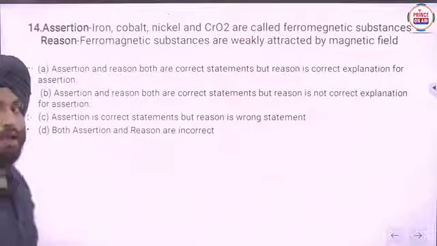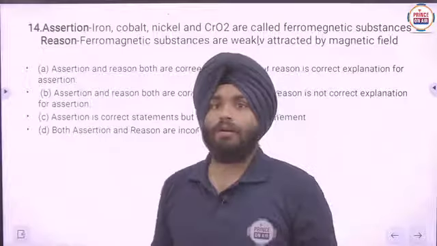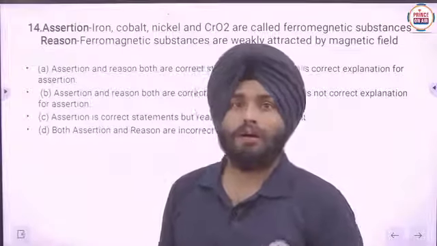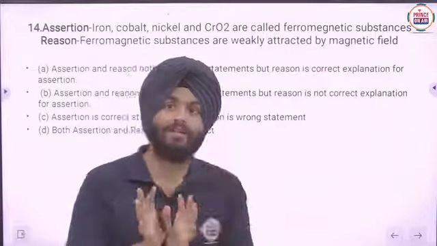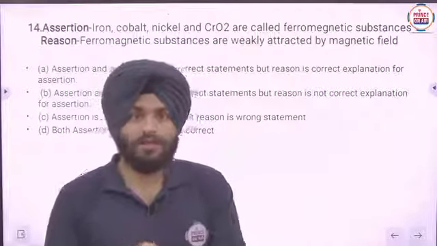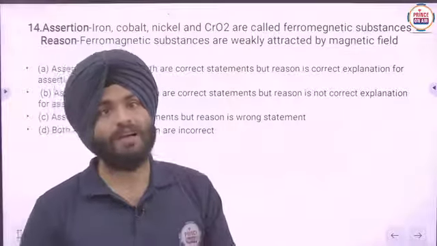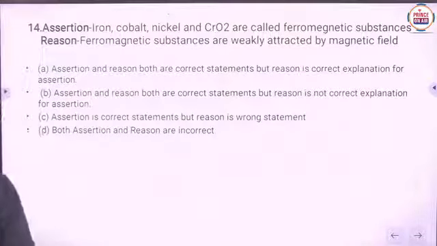Next, assertion: iron, cobalt, nickel and chromium oxide are called ferromagnetic substances. Now this is an example-based question, and we have discussed those examples in the last parts. Reason: ferromagnetic substances are weakly attracted by magnetic field. Okay, so try to do that question yourself first.